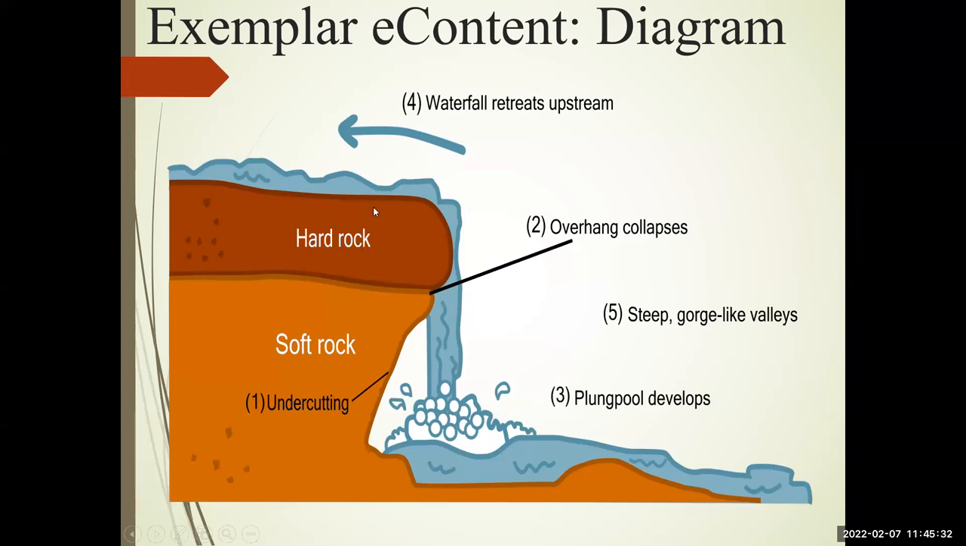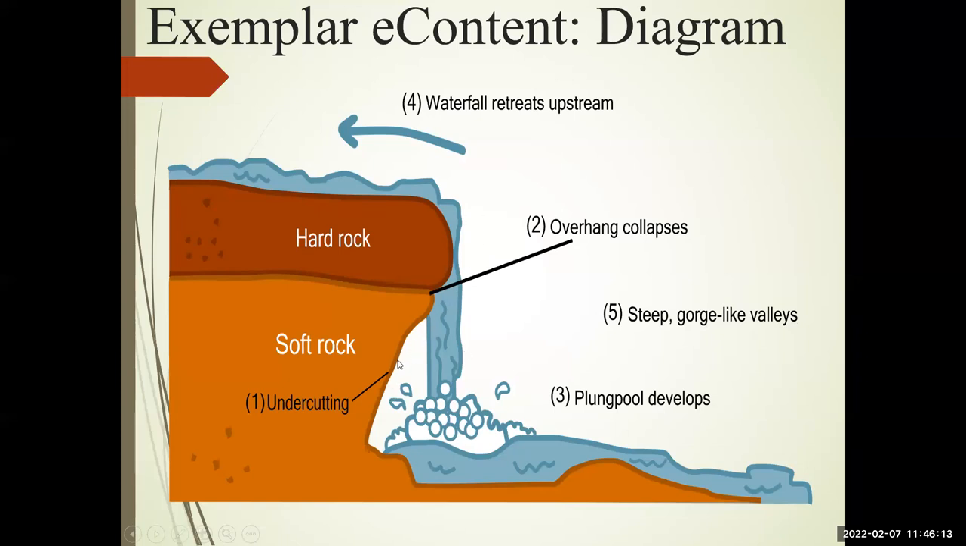So when the pressure of water is hard on a hard rock, it gets broken also. That is why you see a lot of broken stones beneath a waterfall, if you have seen a waterfall. So here you can see the process. Waterfall retreats upstream, then overhang collapses, then steep gorge-like valleys, then plunge pool develops. So that is how a waterfall is created.